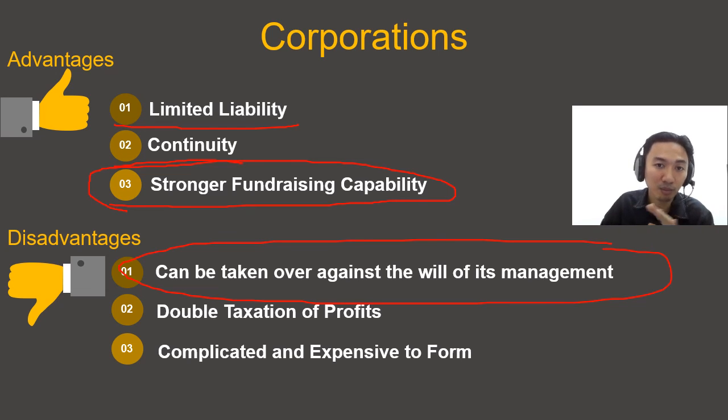Whoever has the most shares can use a tender offer, for example. If they own a certain amount of shares, they can already own the company. That's why the company can be taken over against their management.